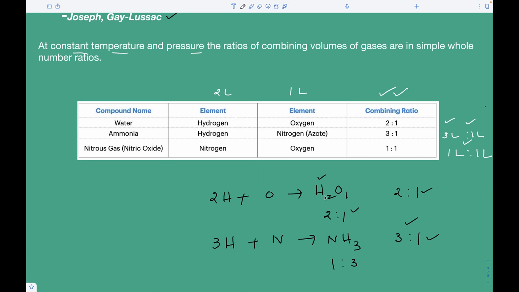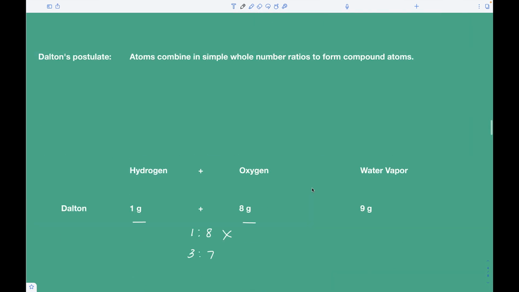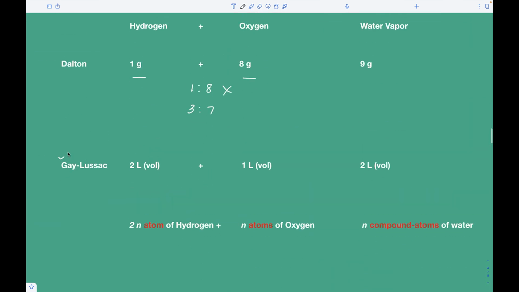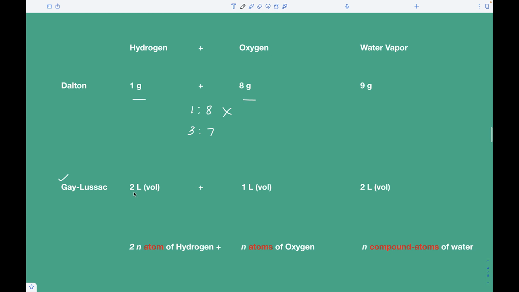And now comes the interesting argument, and it's going to be a little bit tricky. See, this is what Gay-Lussac found experimentally. That is, 2 liters of hydrogen completely combines with 1 liter of oxygen without leaving anything behind to form 2 liters of water vapor.